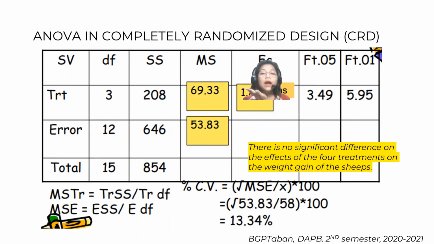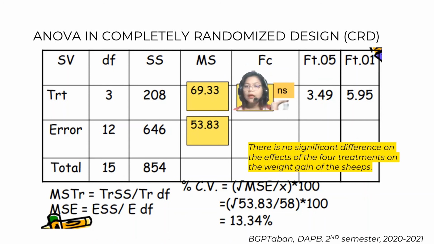Paano naman natin makukuha ang ating FC or F computed? Okay po, para makuha po natin ang ating F computed, i-divide po natin ang ating MSTR over error or MSE or the mean square of the error. So try nyo po. 69.33 divided by 53.83. The answer is 128.79. So calculating or rounding this off to 2 decimal places, it's only 1.29. Tapos po, paano natin masasabi na NS siya?